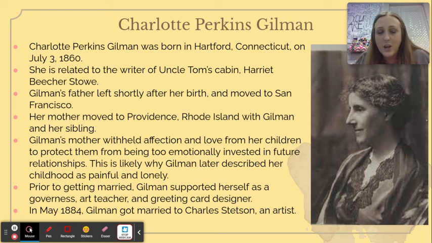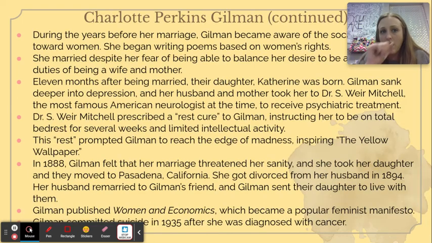Prior to getting married, Gilman was able to support herself through different careers, and she married Charles Stetson in 1884. Charles Stetson was an artist himself. During the years before her marriage, Gilman became aware of the social injustices that women of her time were facing, and she began her writing career by writing poems on women's rights. Even though she was afraid of having to balance motherly and wifely duties, she got married. Eleven months after being married, they had their daughter, Catherine. Having a child after 11 months is moving things pretty quickly.